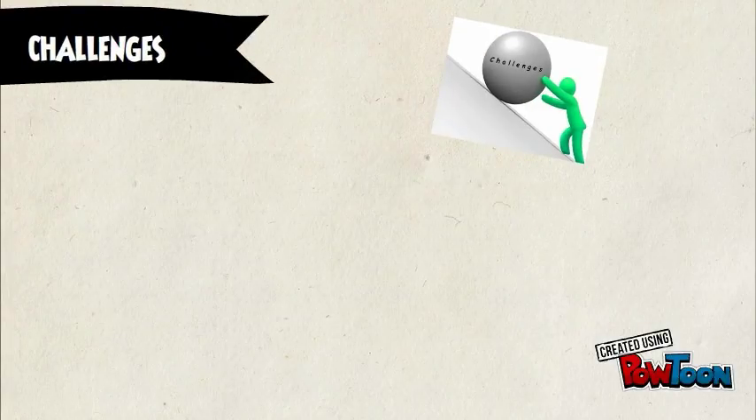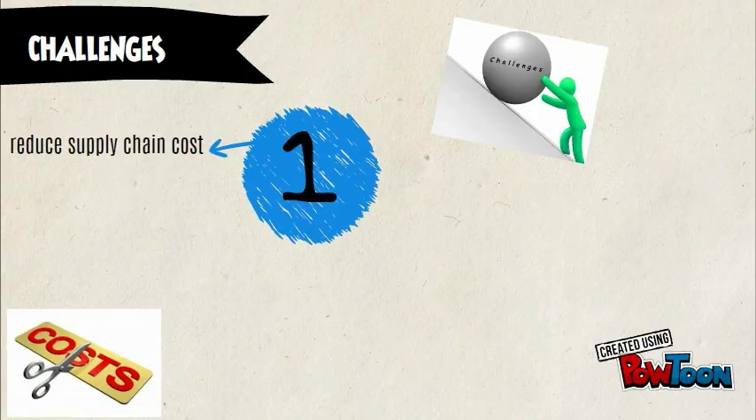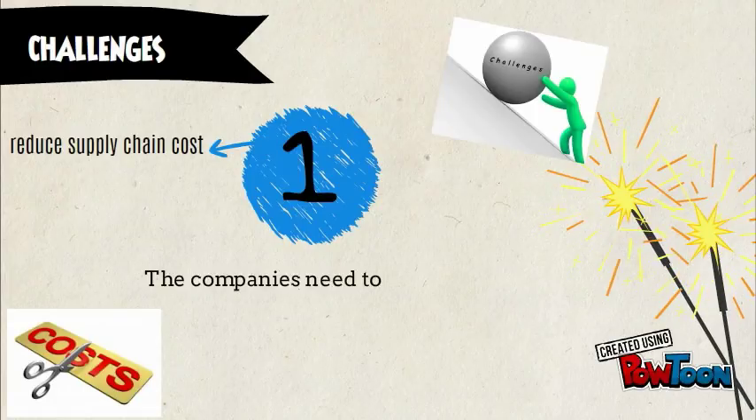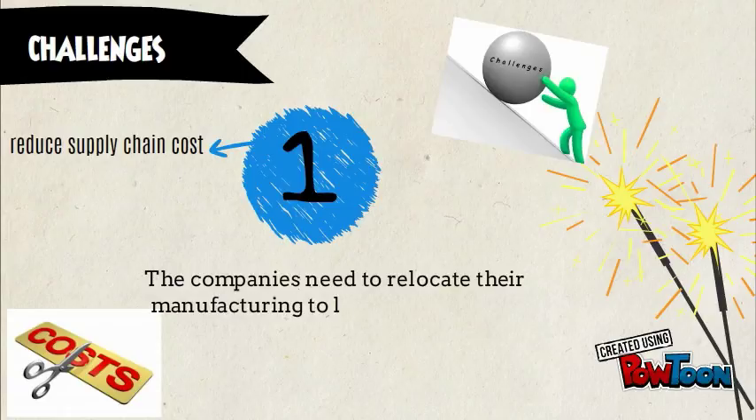There are 3 primary challenges in implementing the supply chain management. Firstly is to reduce the supply chain costs. This is because in order to satisfy customer price expectation, the company needs to relocate their manufacturing to low-cost countries around the world that can reduce direct and indirect costs and also to minimize taxes.